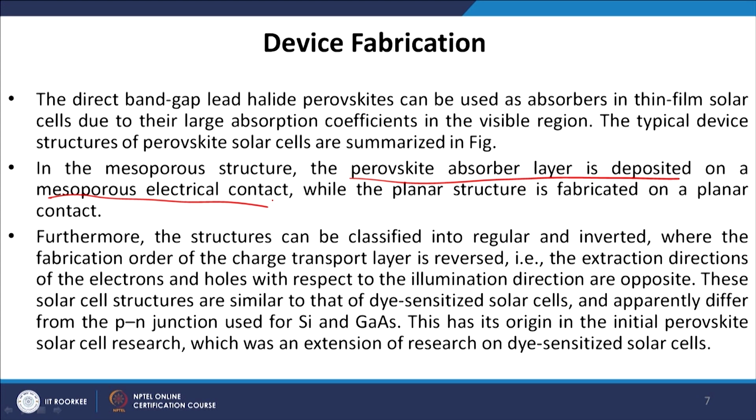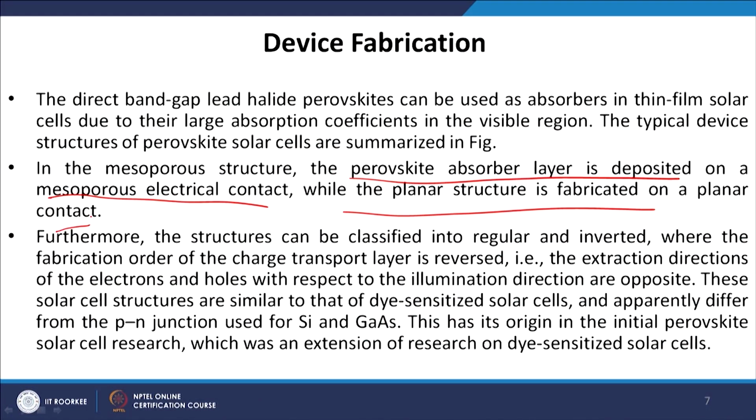How can you get a mesoporous electrical contact? So, what is the photoanode we have? We have an ITO coated glass substrate or FTO coated glass substrate as the photoanode. Now, we mentioned that we can put a layer of titanium dioxide on top of that. Now, this TiO2 layer we can make mesoporous or a planar layer.